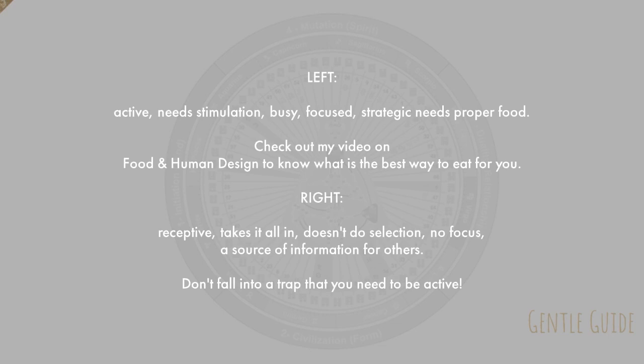On the contrary, we have right brain, which is perceptive, and it just takes it all in. It doesn't do any selection, it doesn't focus on anything, but it just welcomes and takes it all in. A person with a right brain can have issues finding an exact thing in their mind because it's not their job to do that. It's the other person's job. The right brain is just here to be receptive, to be a source of information.